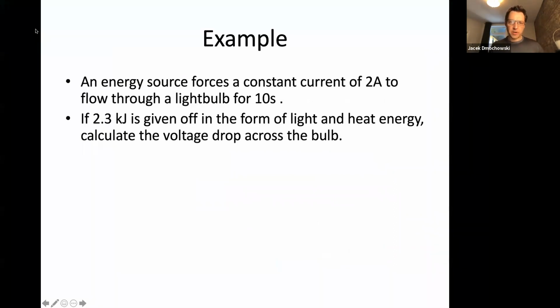Okay, so an energy source forces a current of 2 amps to flow through a light bulb for 10 seconds. And then if 2.3 kilojoules is given off in the form of light and heat energy, calculate the voltage drop across the bulb. So we have the current, we have the time, and we have the energy. And we are asked to find the voltage drop. So what do I have to do with these three quantities to derive the voltage across the light bulb?